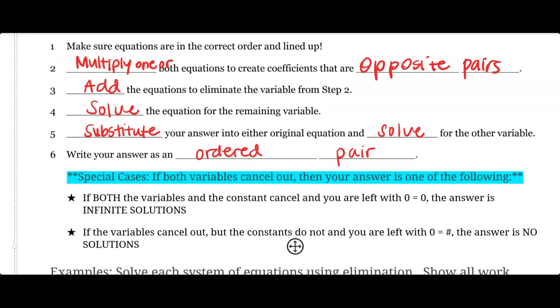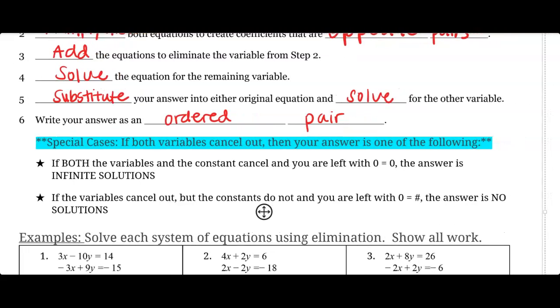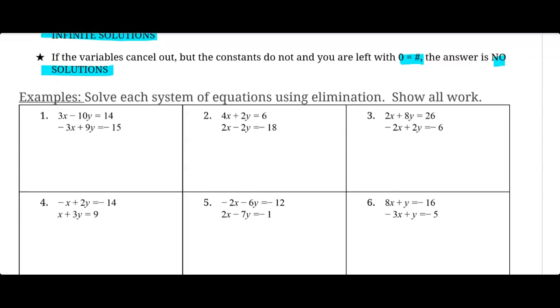We do have a little cheat here for you for the special cases. If you end up with 0 equals 0, then your answer is infinite solutions. If you end up with 0 equals some number, then your answer will be no solutions. So let's work a few examples.